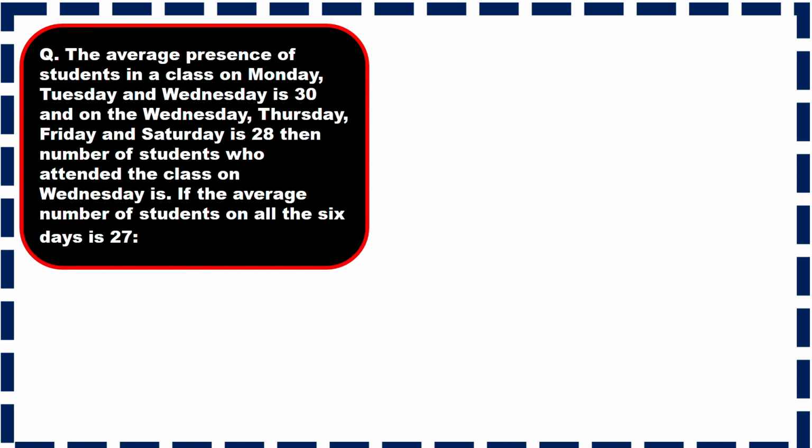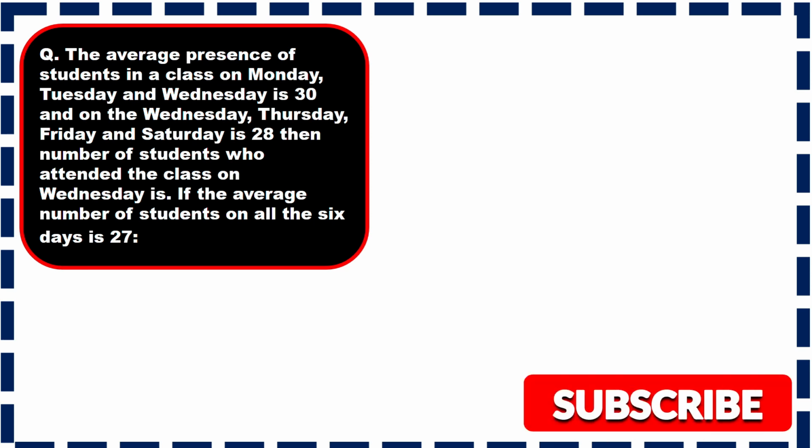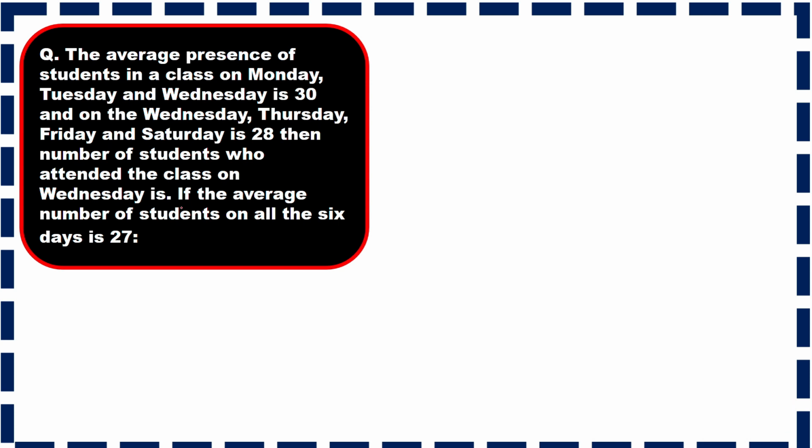The average presence of students in a class on Monday, Tuesday, Wednesday is 30, and on Wednesday, Thursday, Friday, Saturday is 28. Then find the number of students who attended the class on Wednesday, if the average number of students on all the 6 days is 27, right? So we have Monday, Tuesday and Wednesday, plus in the second case Wednesday till Saturday, Wednesday, Thursday, Friday and Saturday. So in these 3 days, what's the average presence of students? 30, right? So 30 into the number of days, 3. And in the second case, 28 is the average into the number of days, 4.